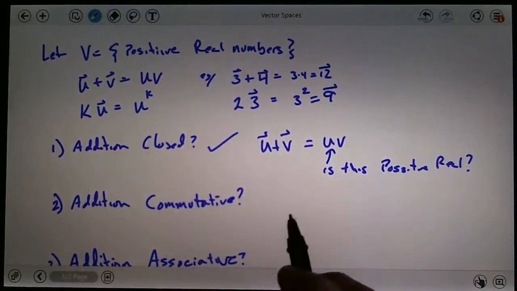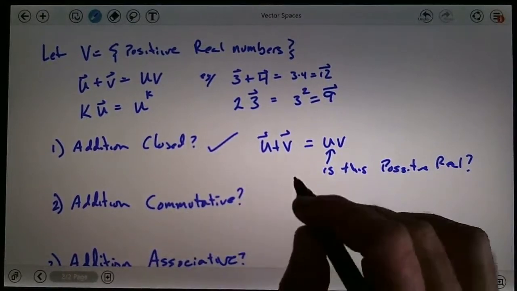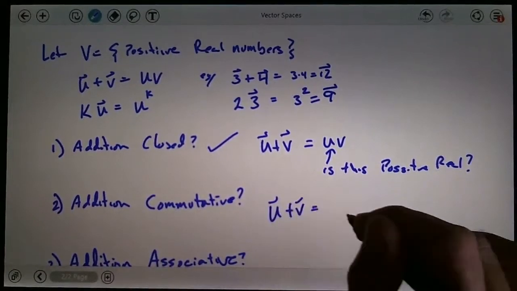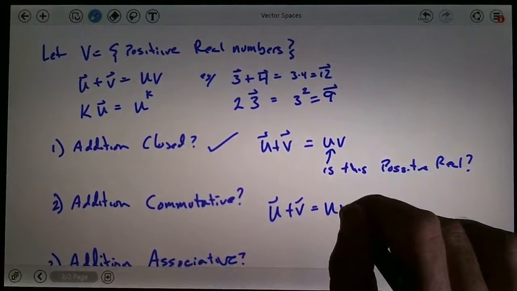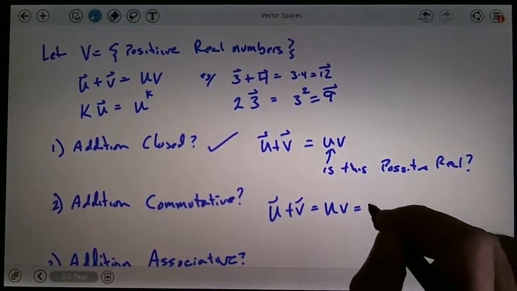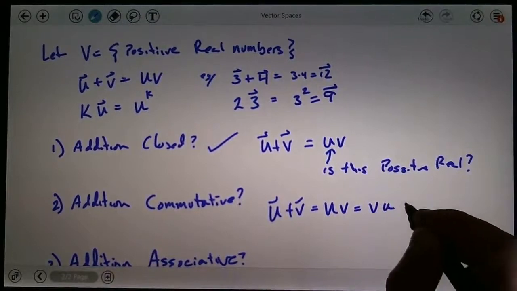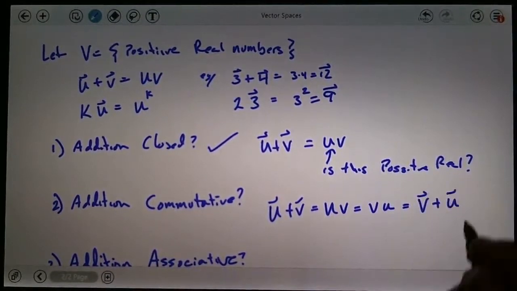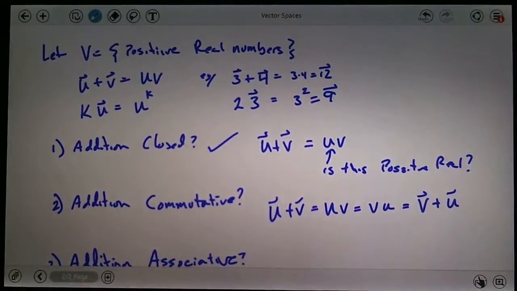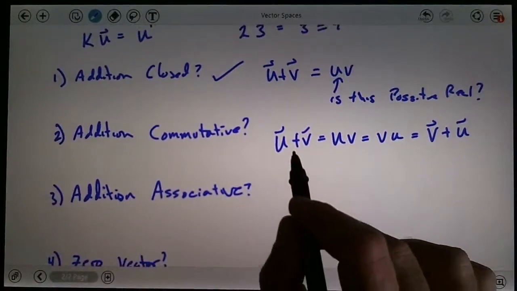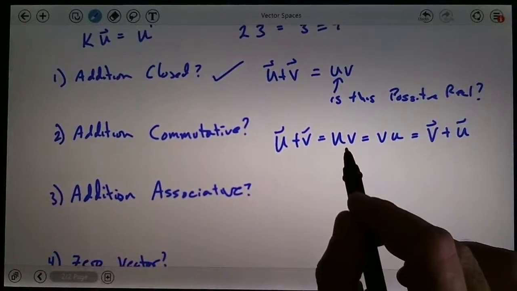I'll check that off. Is addition commutative? So if I take u plus v, by definition, that's u times v. But I know that real number multiplication is commutative, so that's v times u. But that's what you would get if you added the vector v to the vector u. Right? So yes, addition is commutative. That is, addition of these vectors is commutative because multiplication of real numbers is commutative.